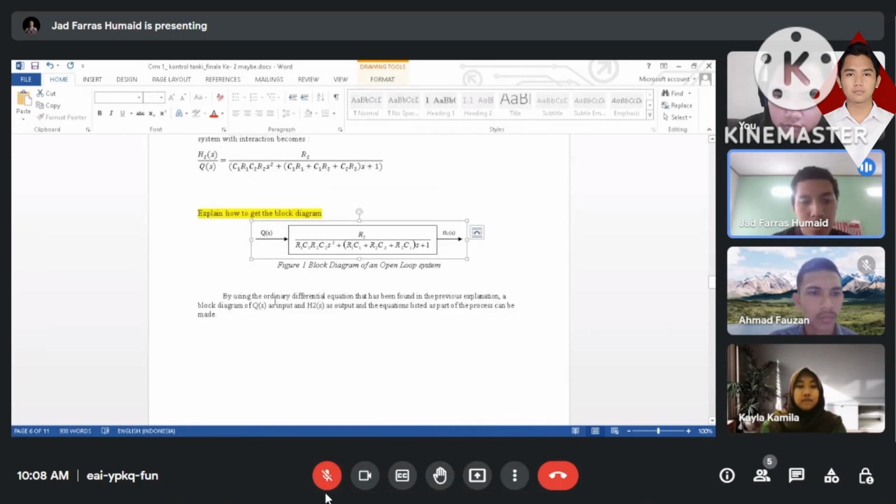By using the ordinary differential equation that has been found in the previous explanation, a block of Q(s) as input and H2(s) as output, and the equation as part of the process, can be made.